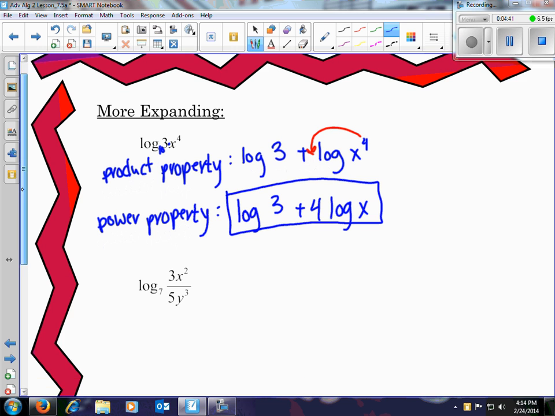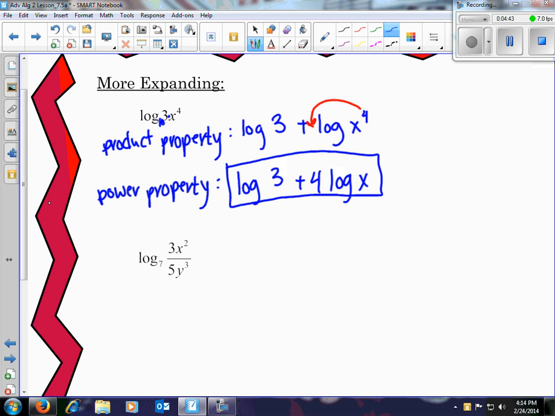Now the next one is even more tricky because we have quotient property, product property, and power property all working at the same time. Now the first thing I'm going to do is use quotient property because I want to get rid of my division sign. So I have quotient property.